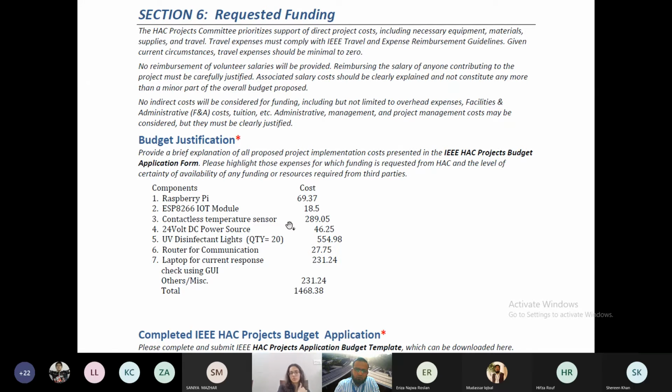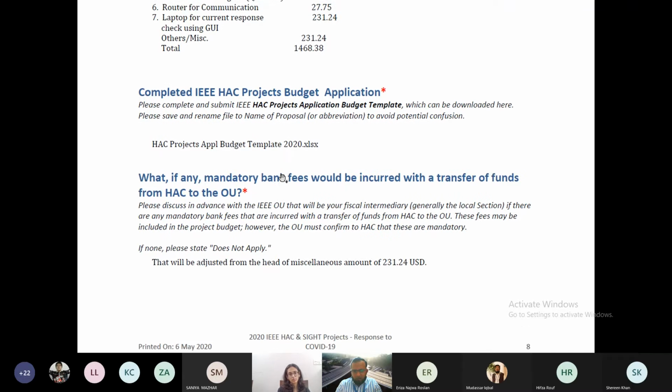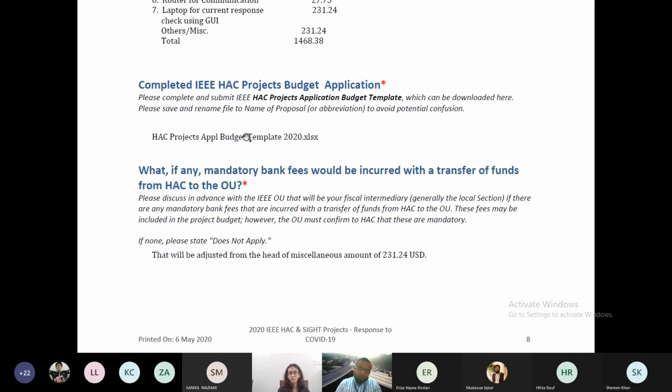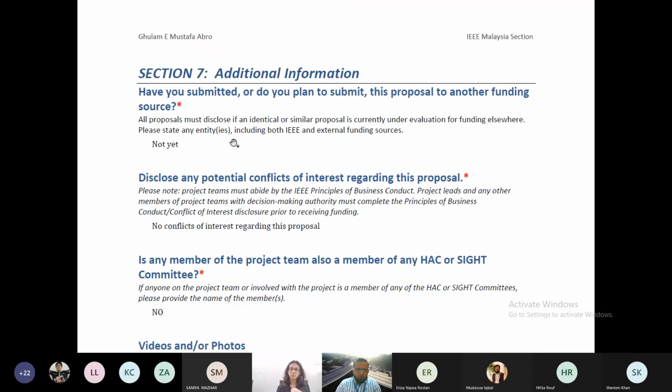And after that, now it's coming towards the HAC project application template actually. So let me just, okay, I'll come up to the slides. I'll show you this template. This file is actually an Excel sheet which you have to fill. So later on, I'll share this Excel sheet with you.